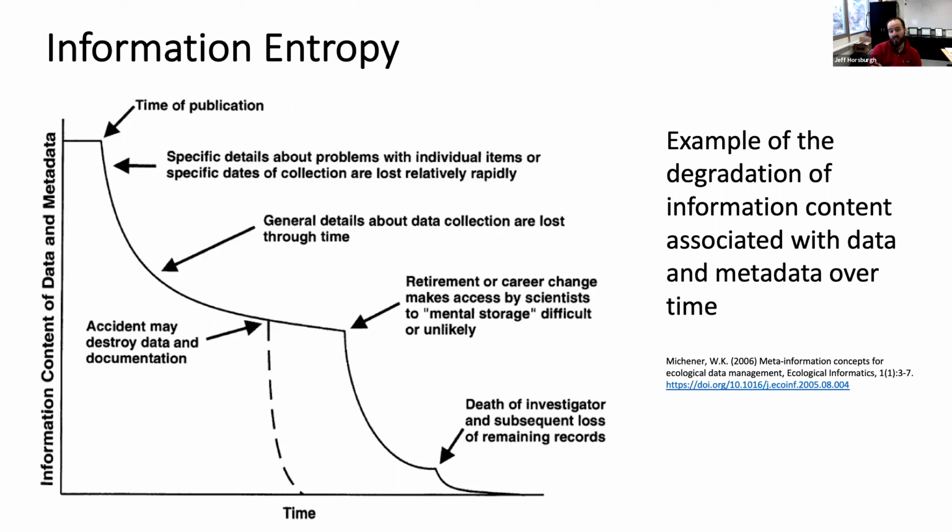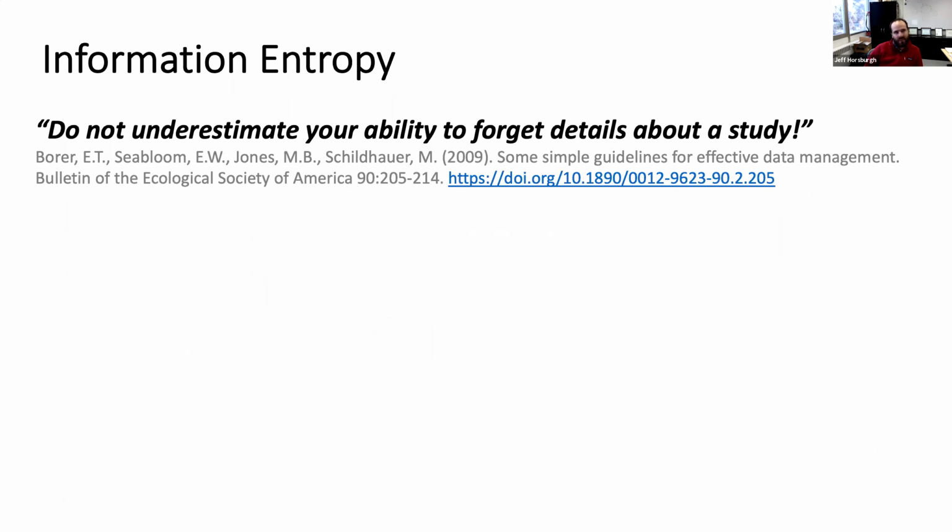And then over more time, we start losing some general details. And maybe we have an accident or a failure of some hardware, some computer hardware, and it destroys data or documentation. People retire and they take a lot of that information with them when they go. And people eventually pass away and we lose a bunch of information that was sort of that institutional knowledge ingrained in those people. And so this is an example of how information degrades over time. And we need to keep this in mind because we don't necessarily want this to happen, even though in a lot of cases it does happen.